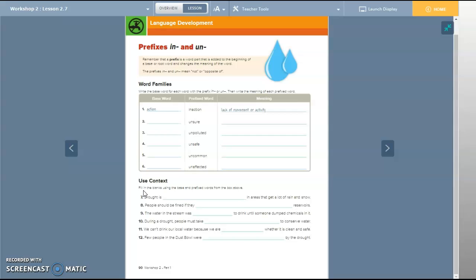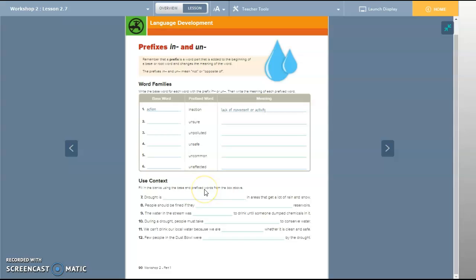Now we're moving on. Fill in the blanks using the base and prefixed words from the box above. Drought is blank in areas that get a lot of rain and snow. A drought is probably uncommon, right? Because it's something that we don't see very often. So it's uncommon in areas that do get a lot of rain and snow. So I would say this word would be your first one right there.